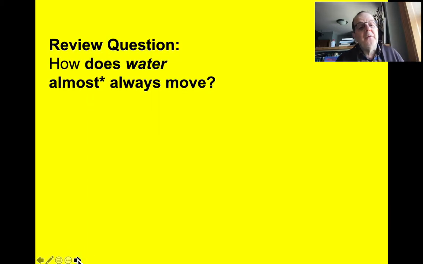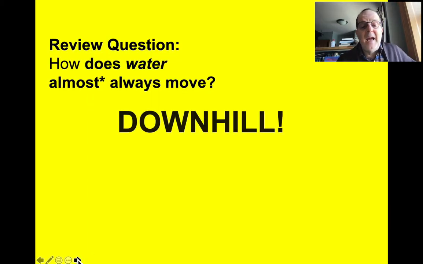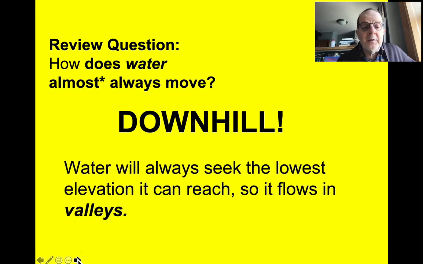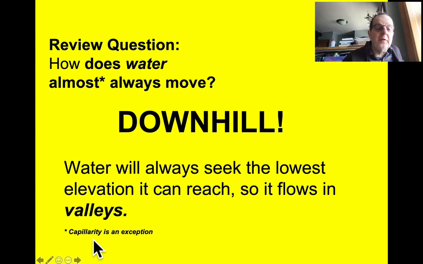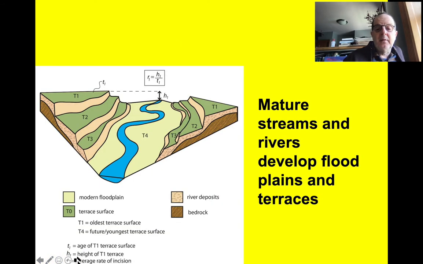So how does water almost always move? Downhill. Water will always seek the lowest elevation it can reach, so it flows in valleys. But I did put a little asterisk here because capillarity in groundwater is an exception. Capillarity, remember, is where along the capillary fringe at the water table, water can crawl up against gravity. So it's not always quite downhill, but generally.